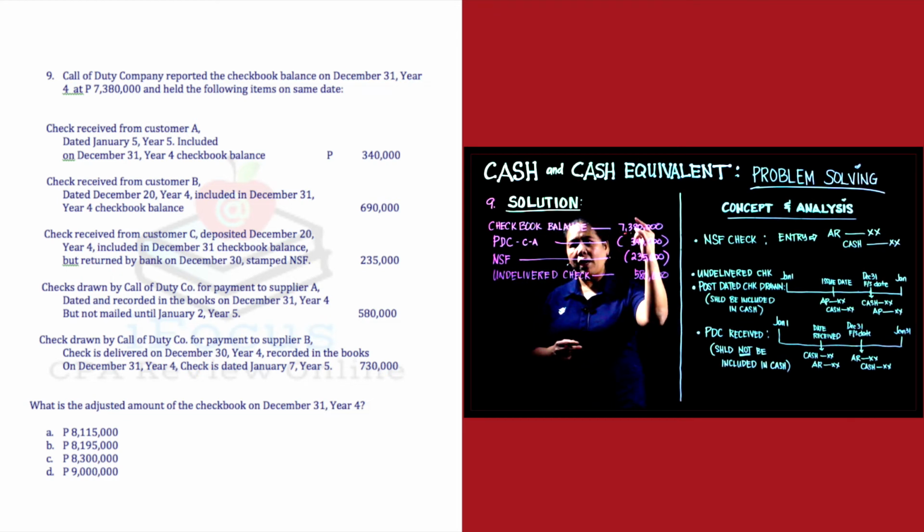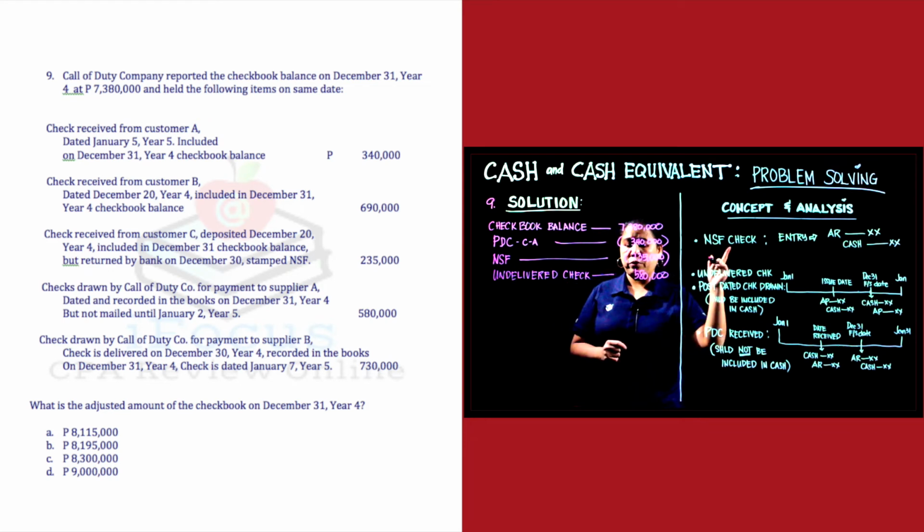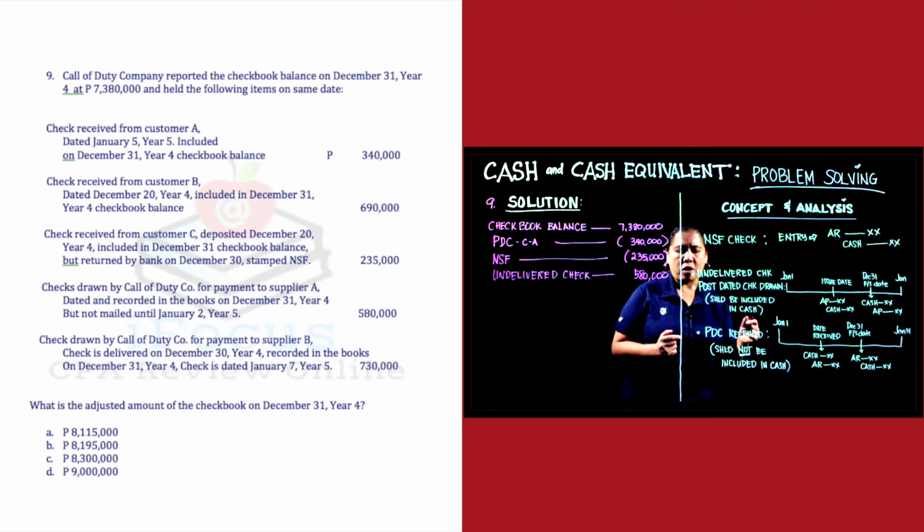580,000 i-add back natin sa checkbook balance. Alright, last item. Check drawn by Call of Duty for payment to supplier B. Check is delivered on December 30th of year 4. Recorded in the books on December 31st, year 4. Check is dated January 7, year 5. So, next year pa yung date ng check na yan. So, ano itong 730,000?